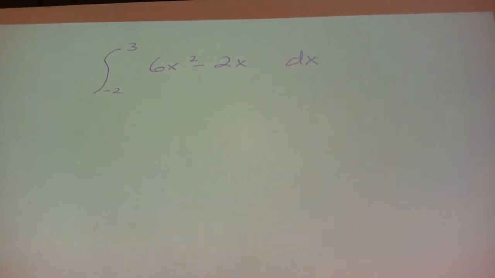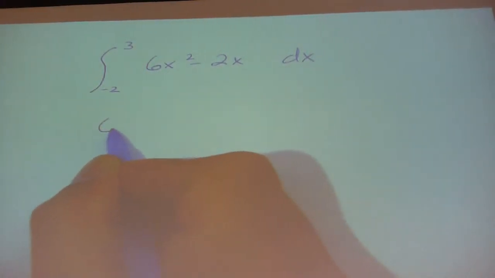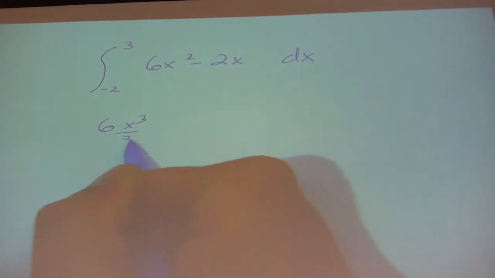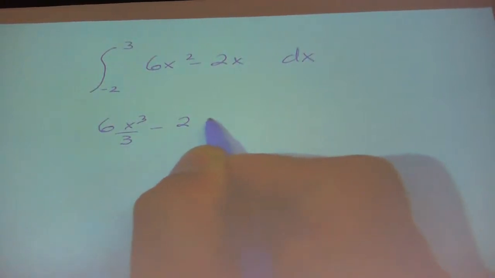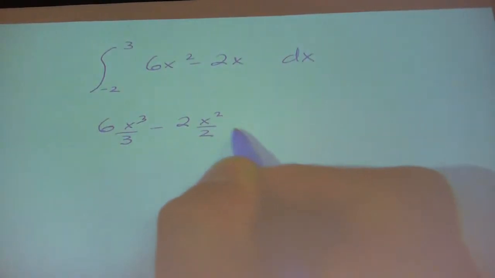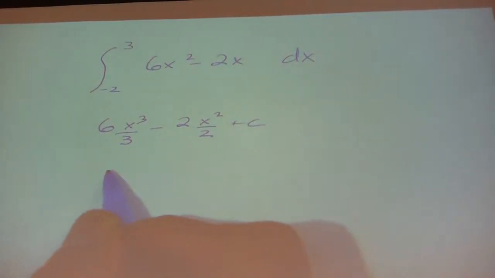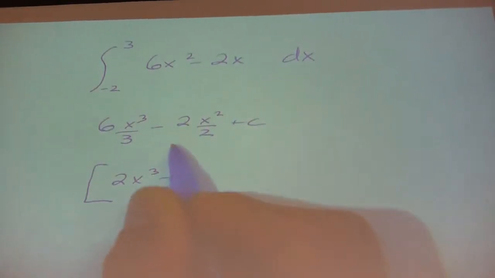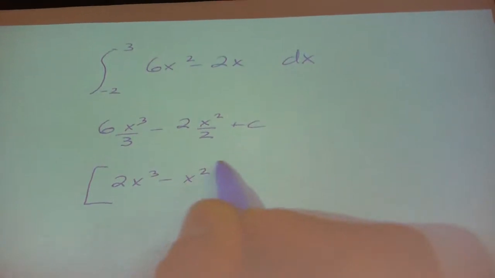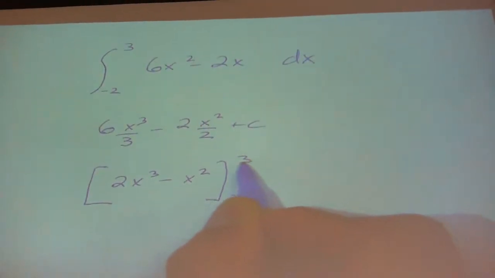Okay, let's see how we're doing. So if you take the integral, 6 stays in front, x cubed over 3 minus 2. The integral of x to the 1 is x squared over 2. Normally you'd have a plus c, but we know since we're dealing with numbers, 6 divided by 3 is 2x to the third minus 1x squared, and we have from -2 to 3.